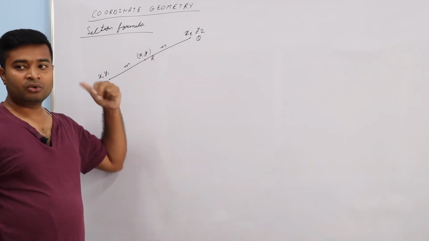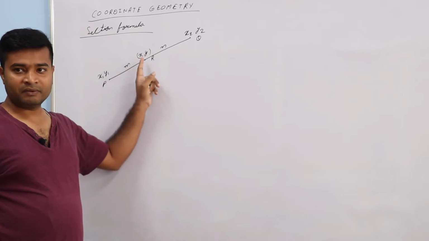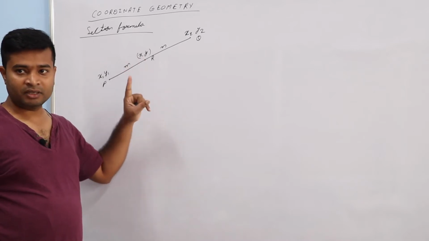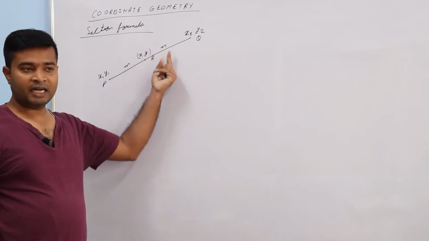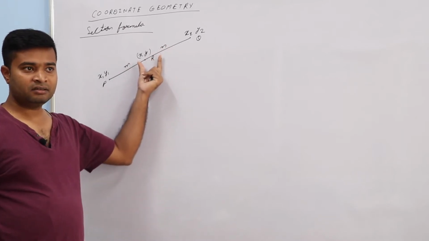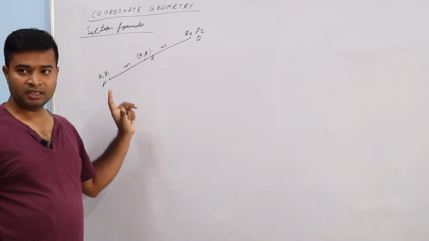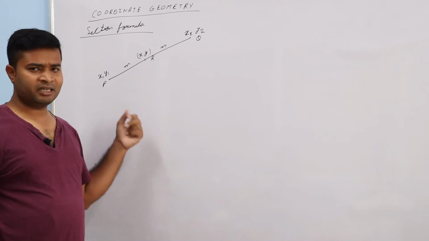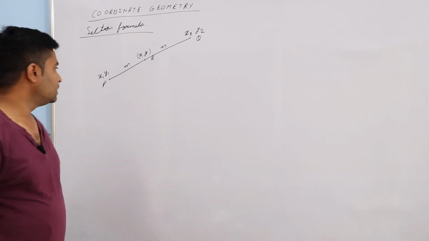Now in the question, either m and n will be given or x and y will be given. Any one thing will be given. If x and y are given, they will say to find m and n. And if m and n are given, they will say to find x and y. Now how to find? Proof in the exam generally will not come, but even then I am telling you. Just understand.